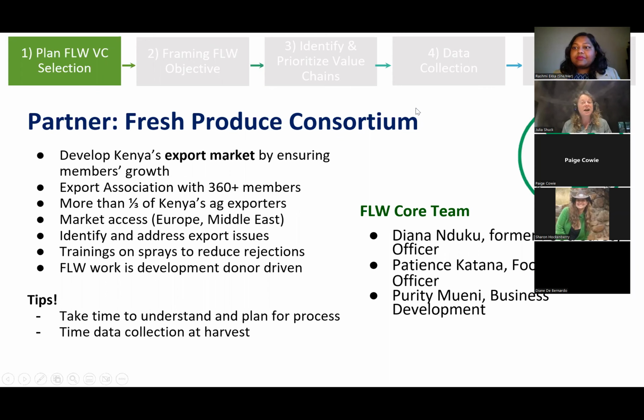And also having plenty of time to plan for a process. A lot of people can set aside the time if they have enough advanced warning. Another lesson learned in terms of planning and organizing is scheduling things so that you're doing the data collection at the time of harvest. So you'll see coming up that we weren't able to look at one value chain because of seasonality. But if you have more time to run a study, you can have more flexibility there. Next slide, please.